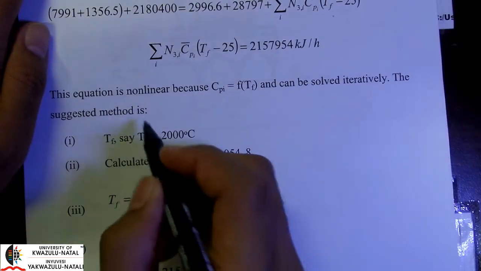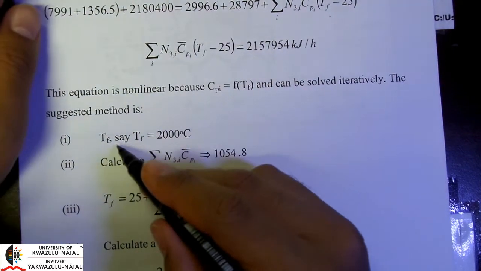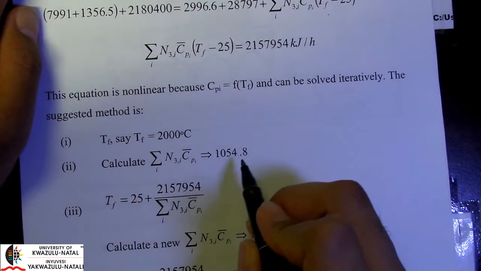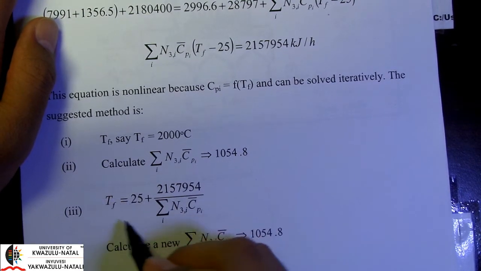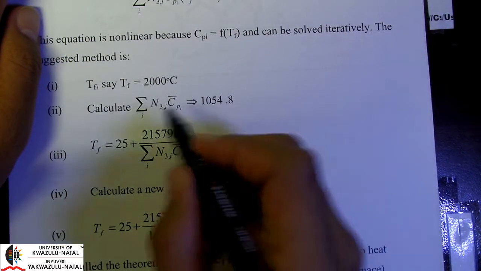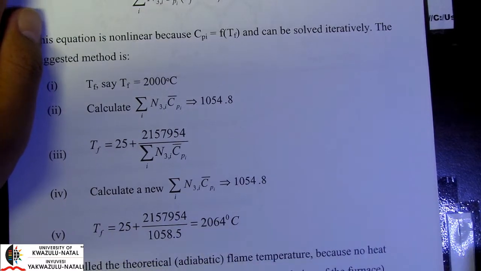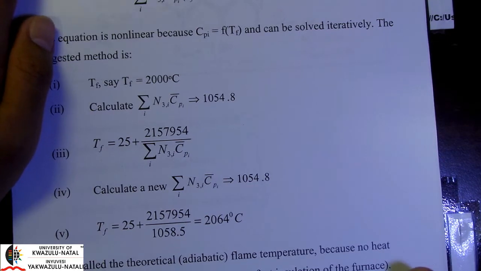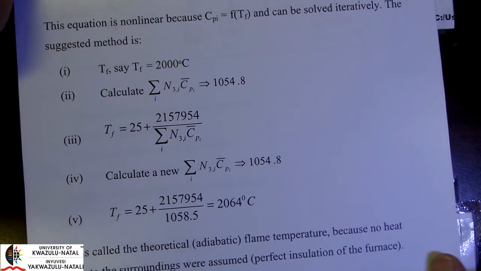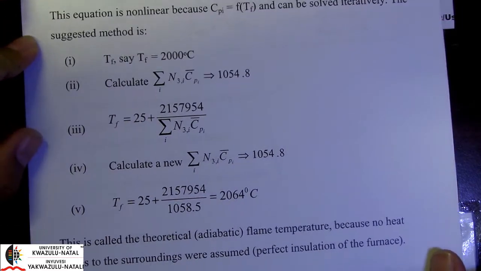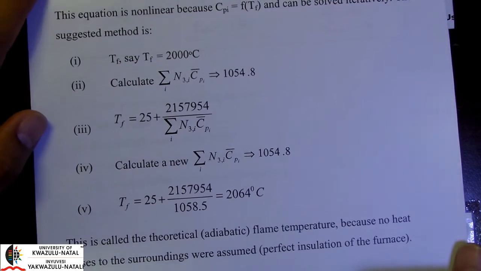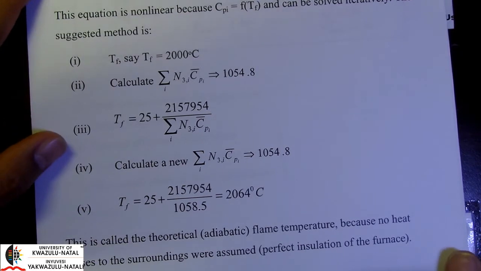Okay, so the suggested method will be as follows. We could guess an adiabatic flame temperature, let's say for example 2000 degrees. Then we perform our calculation and we find our new flame temperature and calculate our new enthalpy, and finally our new flame temperature again. Now we repeat this until our flame temperature is equal to the previously calculated flame temperature. You can do this using the Newton-Raphson technique if you want to do it manually, or you can do this using software such as Solver and GoalSeek in Microsoft Excel.